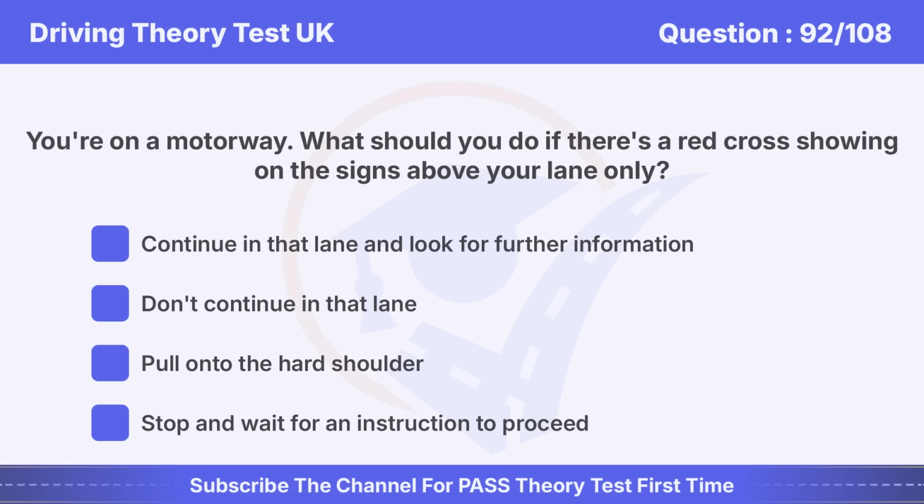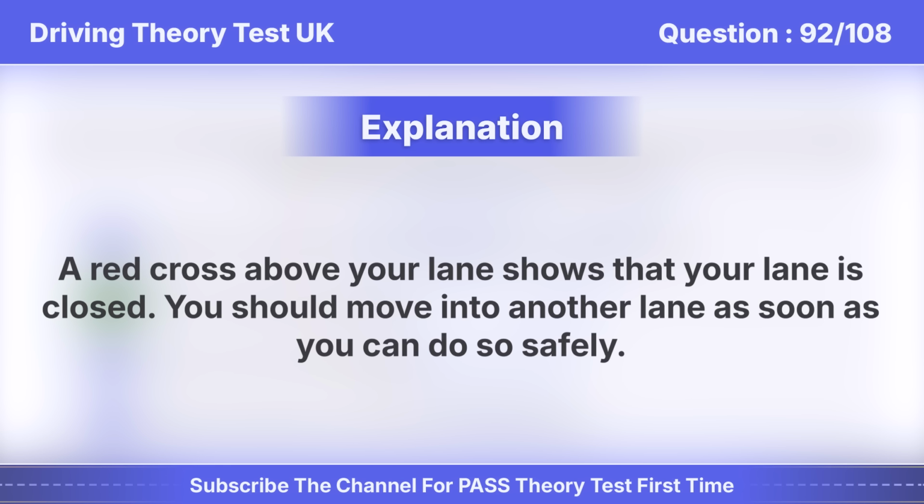Question 92. You're on a motorway. What should you do if there's a red cross showing on the signs above your lane only? Answer is B. Don't continue in that lane. A red cross above your lane shows that your lane is closed. You should move into another lane as soon as you can do so safely.